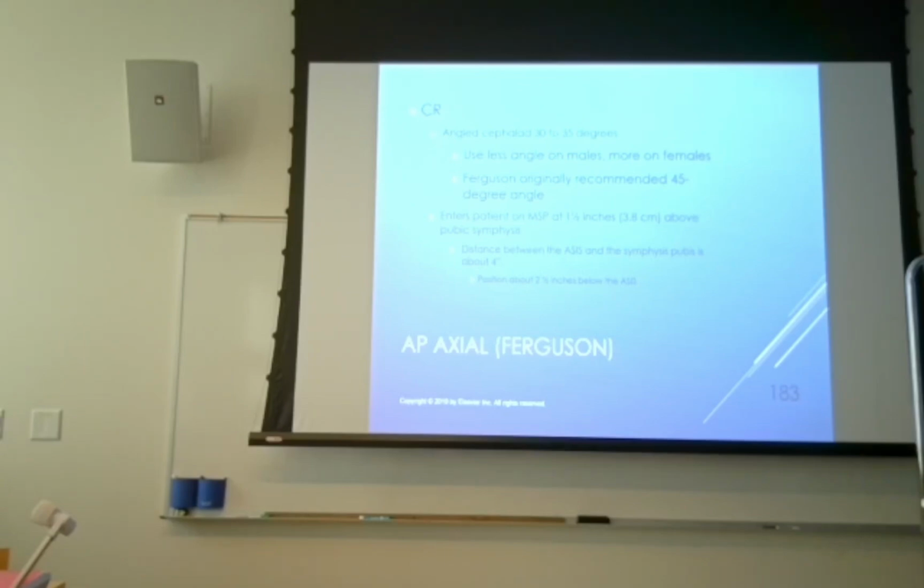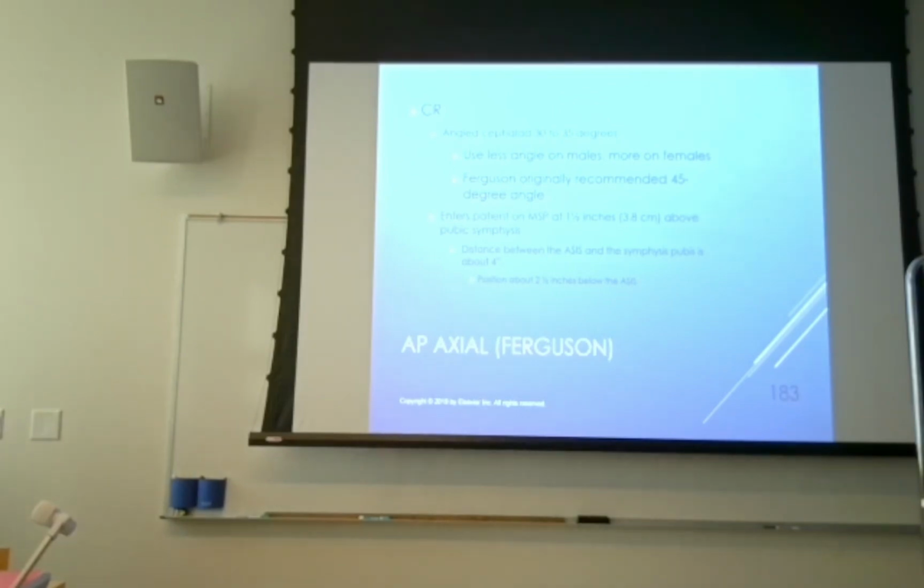So stick to my original recommendation for the symphysis pubis. When you can go with the ASIS, go with the ASIS. There's about a 4-inch difference between the two, so go about halfway in between those, and use that 30 to 35 degree cephalic angulation.